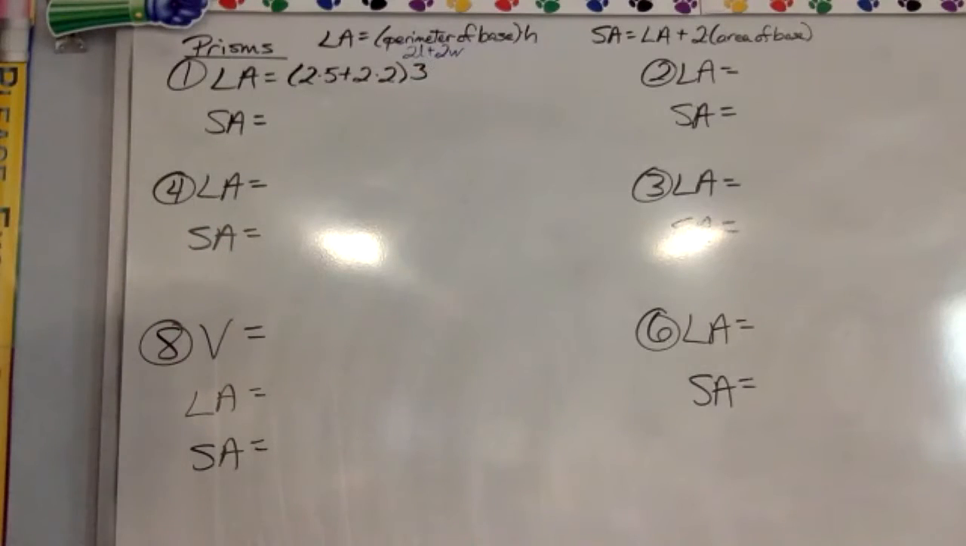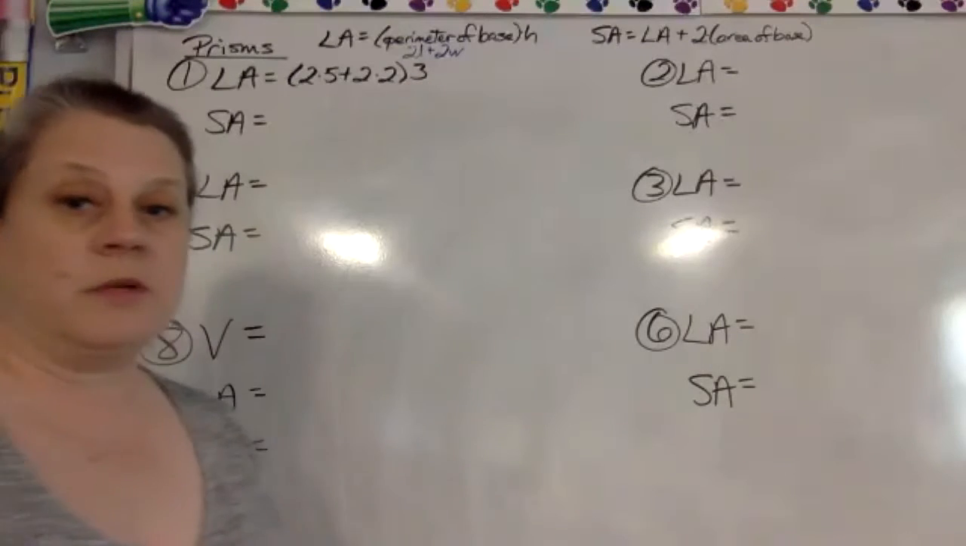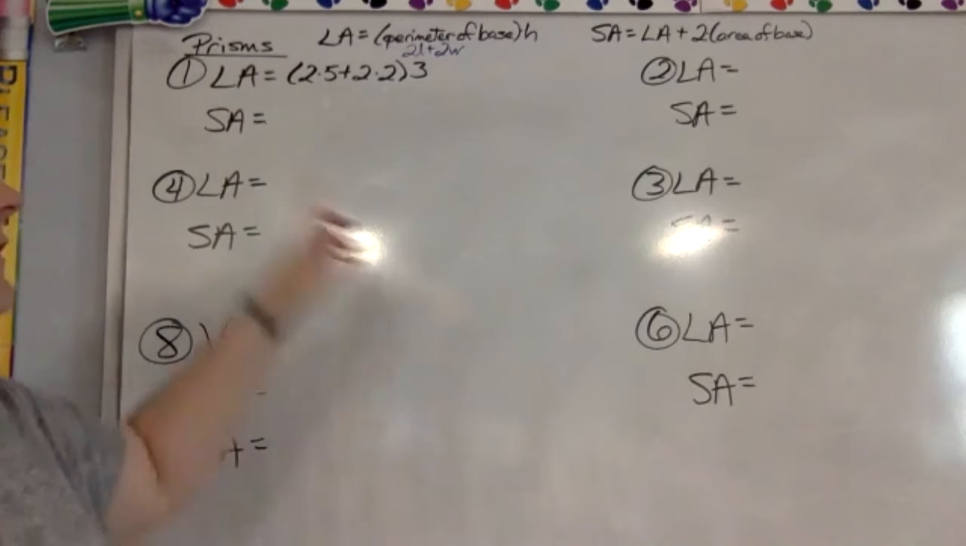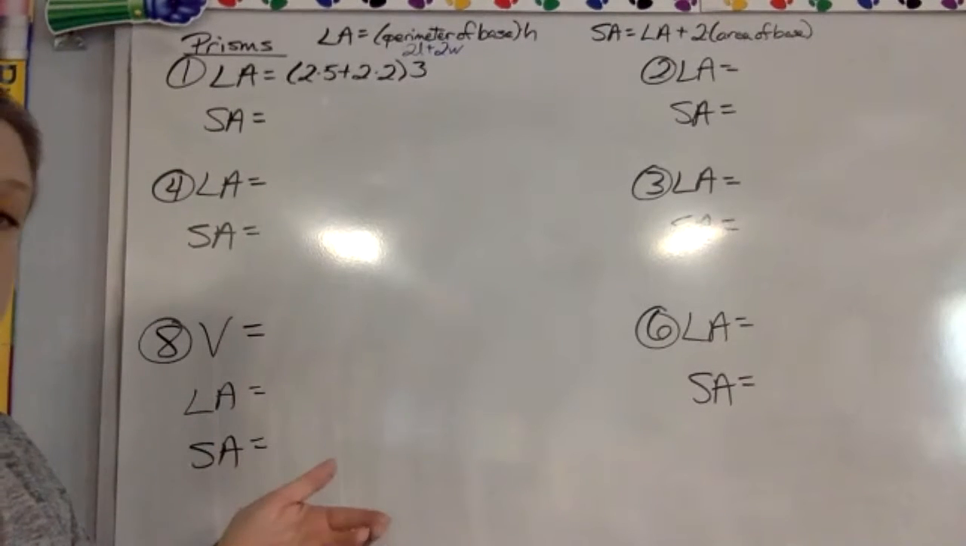So you're going to have 2 times the length plus 2 times the width in parentheses, and then you're going to multiply that answer by the height of the prism. To find the lateral area, you find the perimeter of the base times the height. Okay, that's the easiest way.